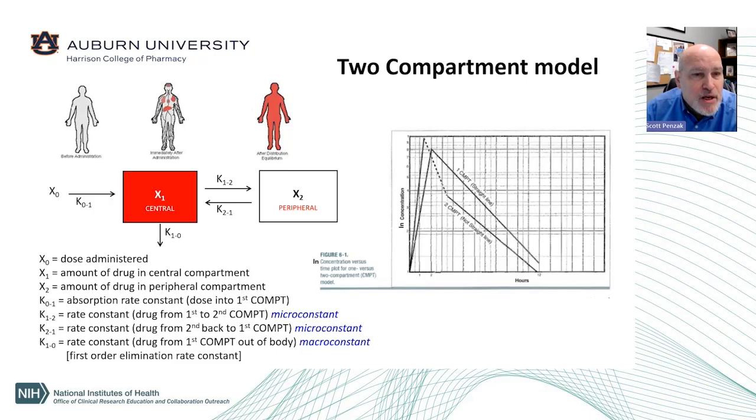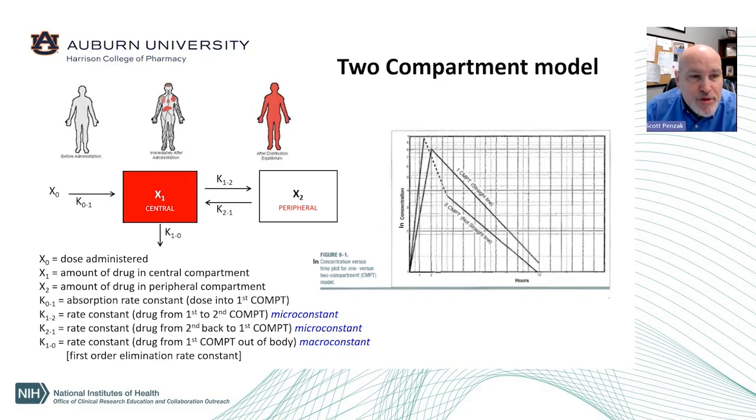That's your terminal elimination. So we saw in the previous slide what a one compartment model looked like, and that's this straight line here where the drug is eliminated with one slope, one straight line. Now a two compartment model, you've got this steeper line up here, and you've got a dotted line, and then you've got a straight line. Well, that straight line is your terminal elimination, but this dotted line here is a distributional phase.